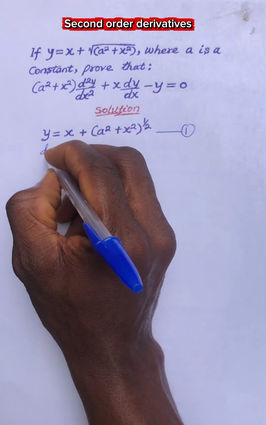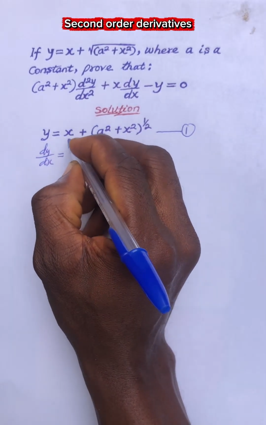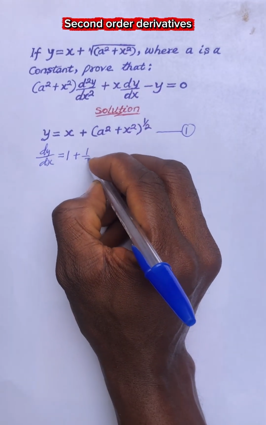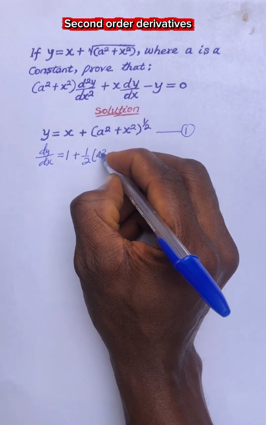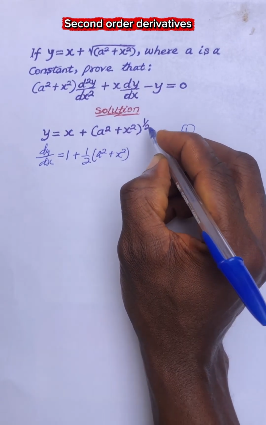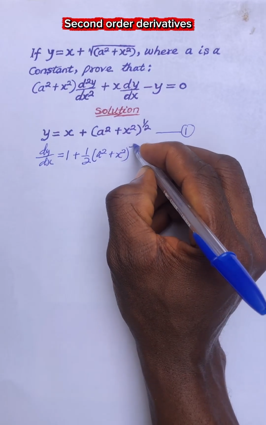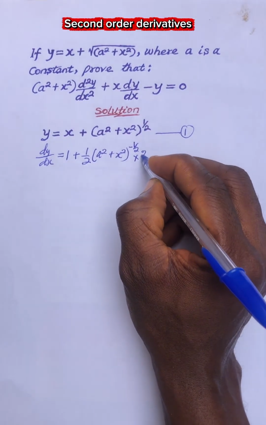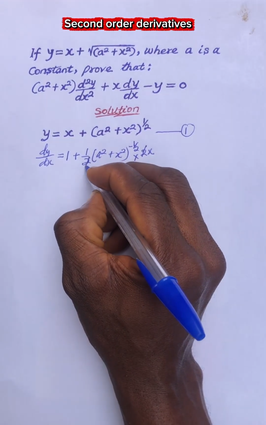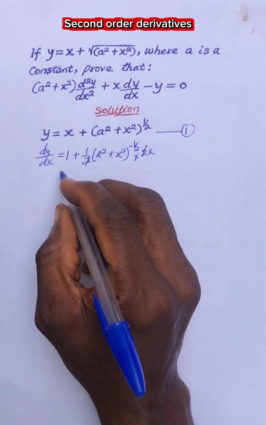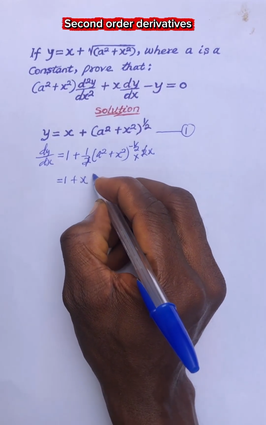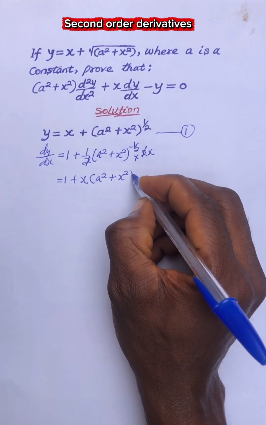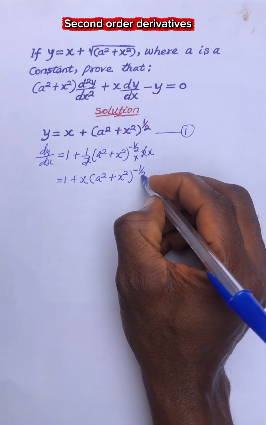We now differentiate. dy/dx equals differentiating x, we have 1, plus differentiating this using the shortcut method. We bring down the half, multiply by everything in the bracket, a squared plus x squared. Then we subtract 1 from the half, we have negative half times, we now differentiate everything in the bracket. a is constant, we differentiate x squared to have 2x. Meanwhile, we cancel the 2 so that we have x to multiply this. We now have 1 plus x into (a squared plus x squared) all to power minus half.